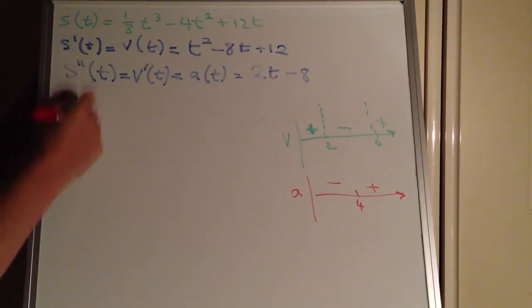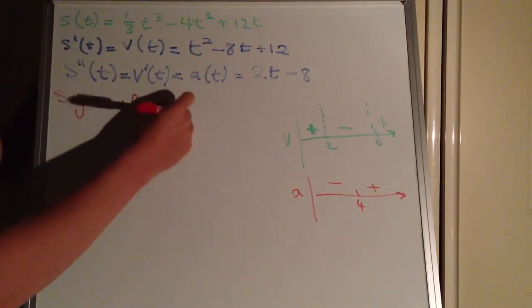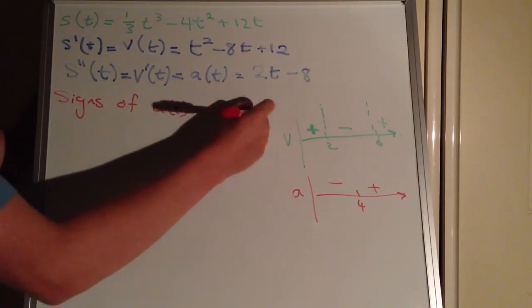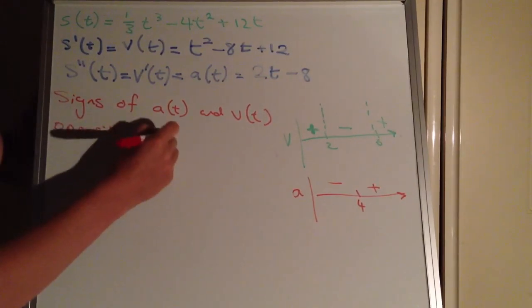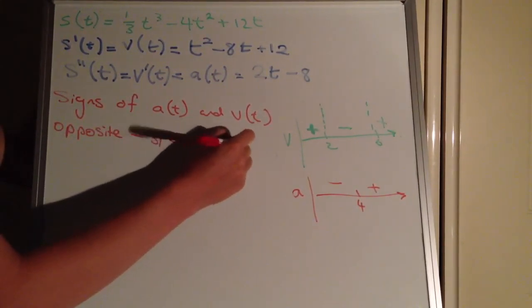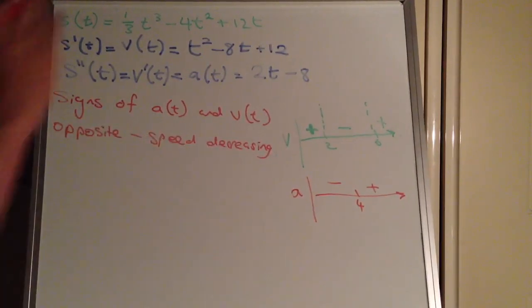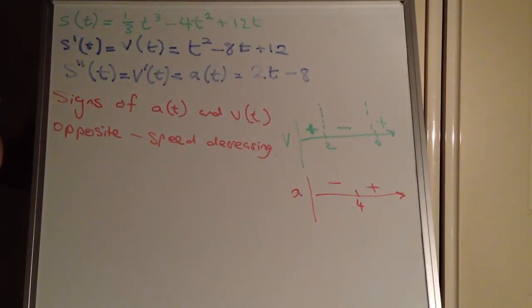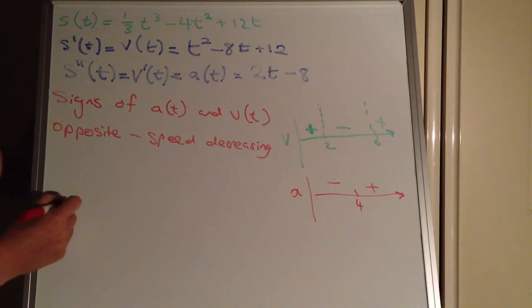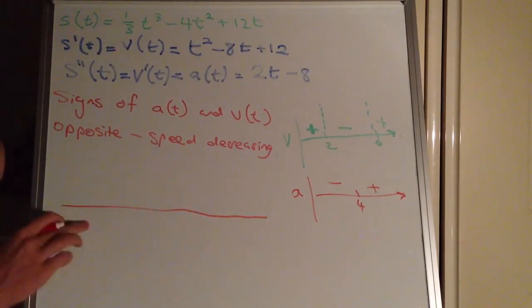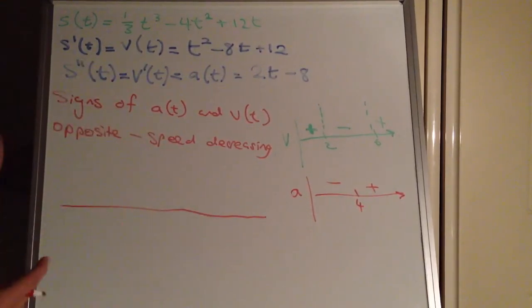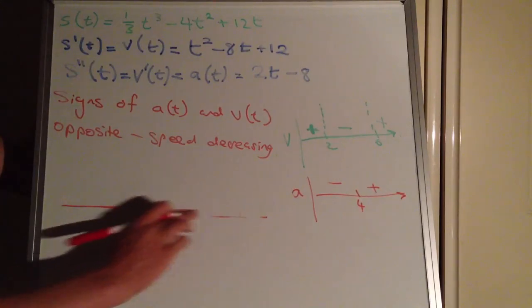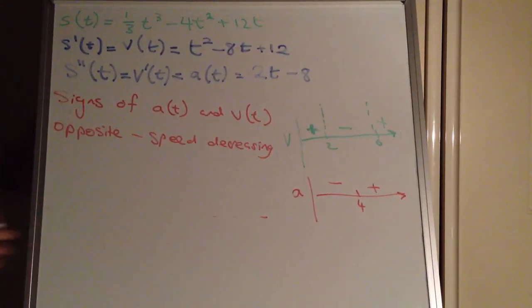If the signs of A(t) and V(t), so our velocity and acceleration functions, are opposite, then speed is decreasing. Think about it this way. We have positive velocity, so it's moving to the right, and it has a negative acceleration. It's going to be slowing down because the acceleration is going to cause it to slow down. It has positive velocity because it's moving forward, but the acceleration is causing it to slow down. That means that the speed is decreasing, because the object's slowing down.